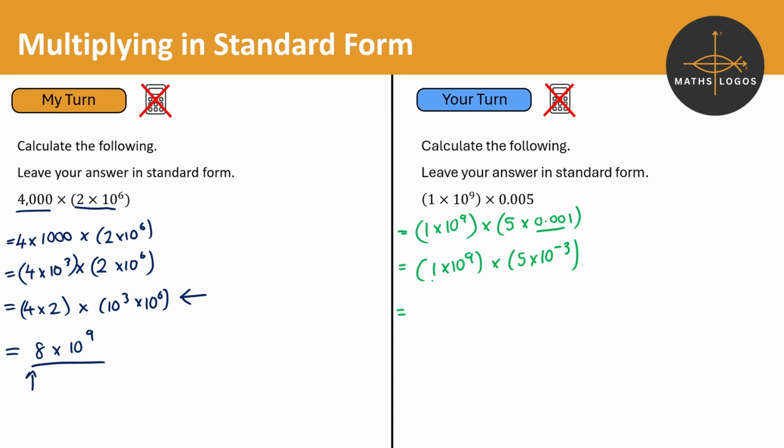Then go ahead and multiply your coefficients together. So that's going to give you 5. And then go ahead and multiply your powers of 10 together. Do 9 add -3, which gives you a +6. So my answer is 5 multiplied by 10 to the power of 6.